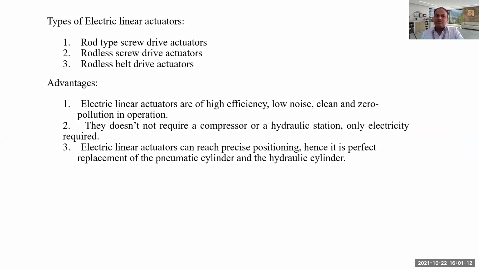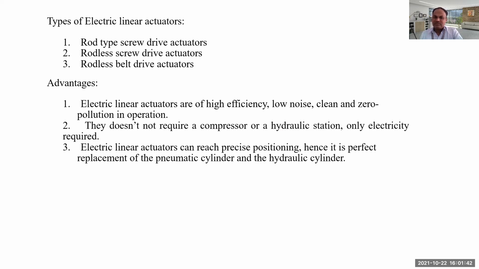Types of electric actuators: rod type, rodless, and rodless screw type or rodless belt drive actuators. Advantages: electric linear actuators often have high efficiency, low noise, and are clean with zero pollution in operation, because they work on electricity. They do not require a compressor or a hydraulic station, only electricity is required.